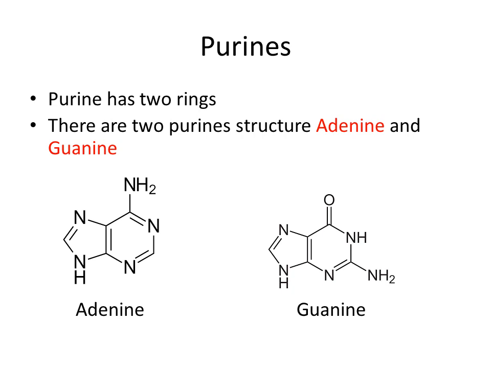So what are the purines? Purine has two rings. There are two purine structures, adenine and guanine. Here you can see the structures of adenine and guanine.